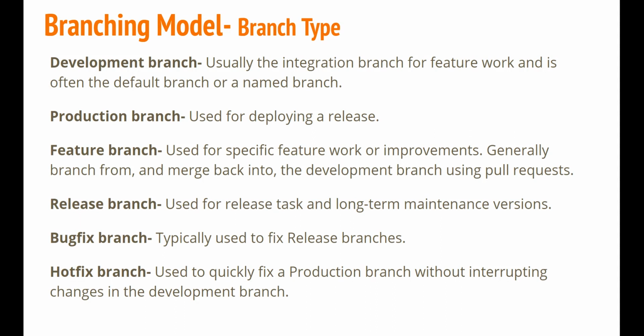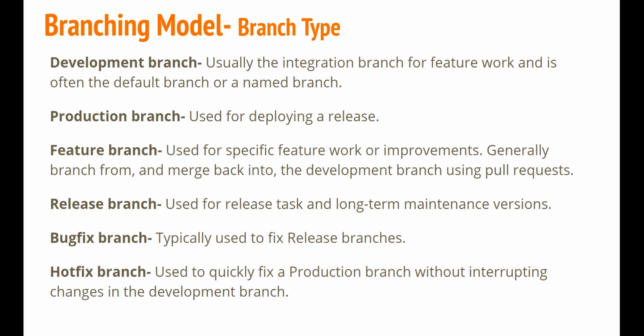The other branch we have is the production branch. The production branch is used for deploying the release. Third, we have the feature branch, the branch that we separate from the development branch, and after the development of the feature is completed, we'll merge that feature branch back into the development branch.